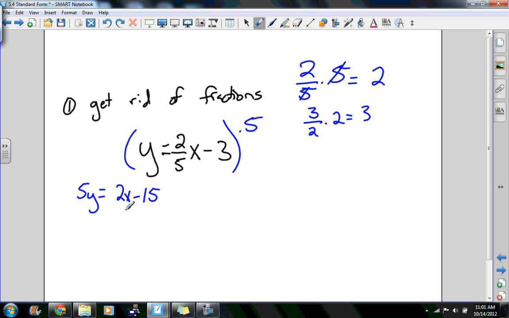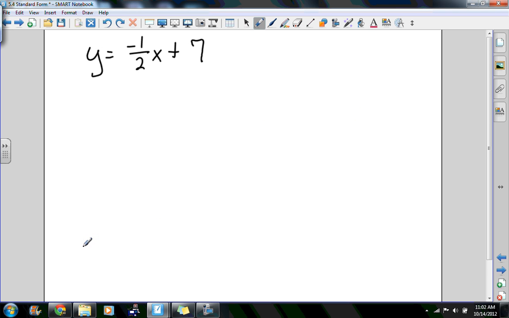From here, I need to get all of the x's and the y's on the same side. So I'm going to move this x over by subtracting it. So I get negative 2x plus 5y is equal to negative 15. And there you have it, standard form. I would like you to try that on your own and see how well it goes.